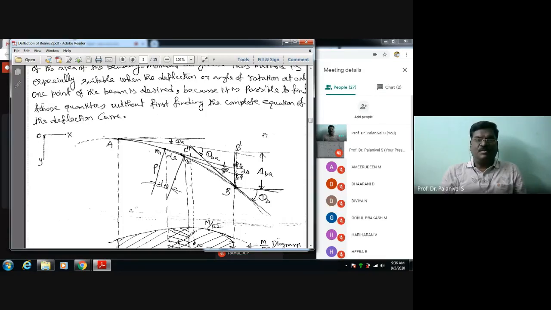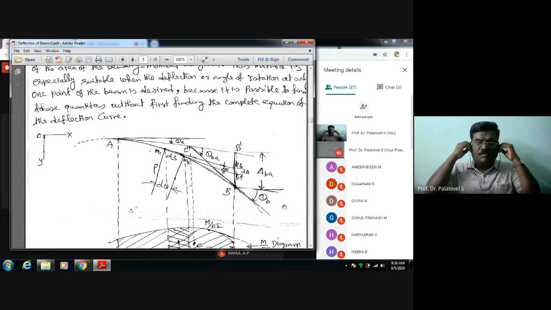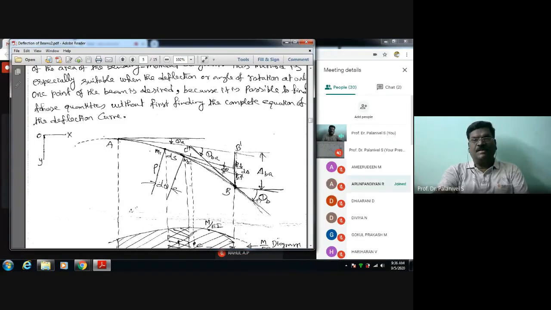I will just repeat once again. Last class I am not sure how many of you have understood, that is why let me discuss once again now, so that you will understand clearly. Here I have given the segment of a deflection curve of a beam.